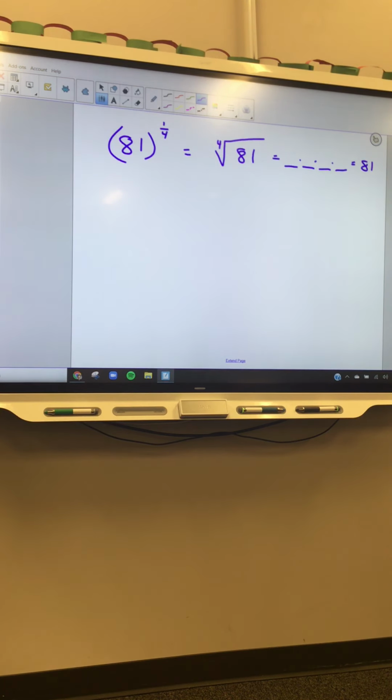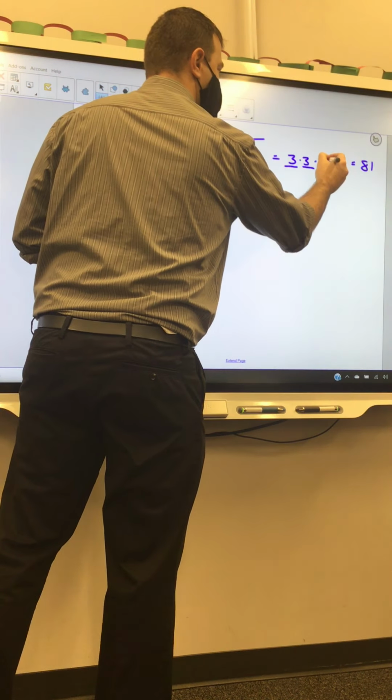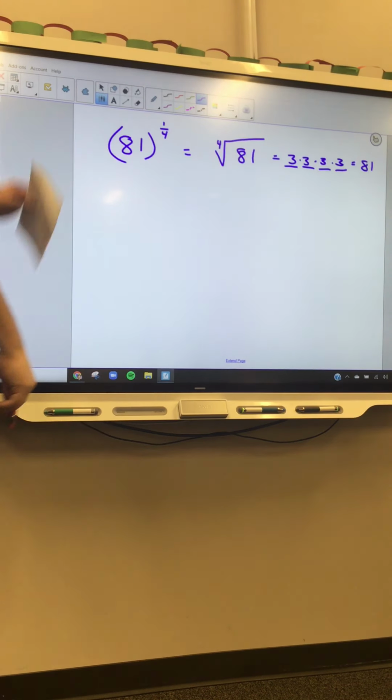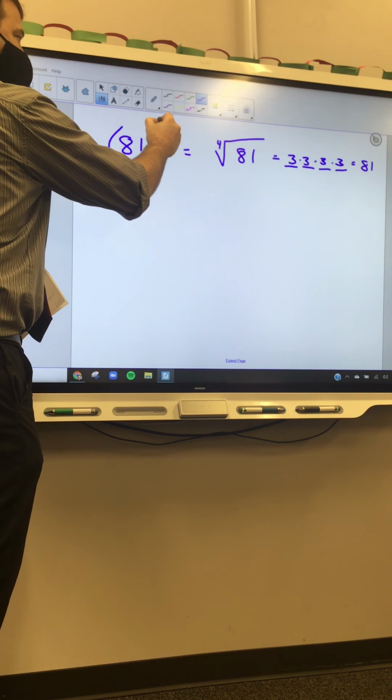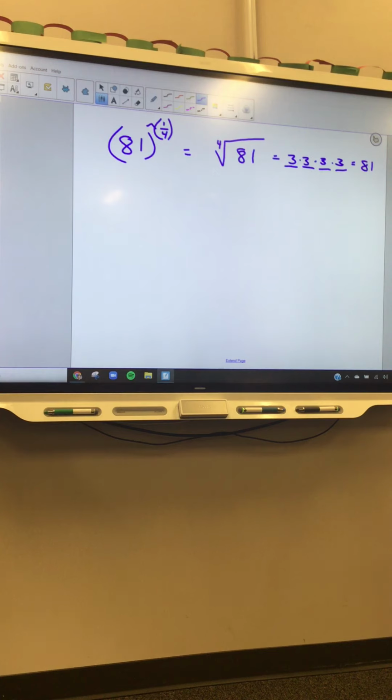I think we already did this one, didn't we? Yeah, 3. So go ahead and plug that in your calculator for practice as well. 81, and then that little caret symbol raised to the 1/4. I think you need to put them both in parentheses.